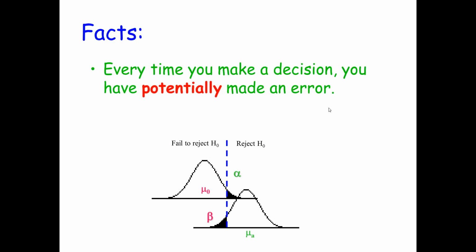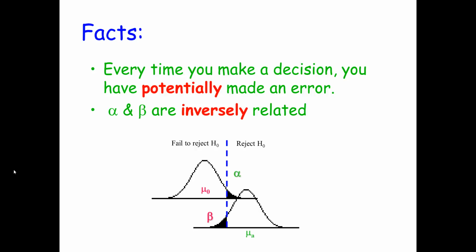Alright, and one last fact about type 1 and type 2 errors is that alpha and beta, the probability of a type 1 error and a type 2 error, are inversely related. This means that if you increase the probability of a type 1 error, the probability of a type 2 error decreases. Now this works vice versa.